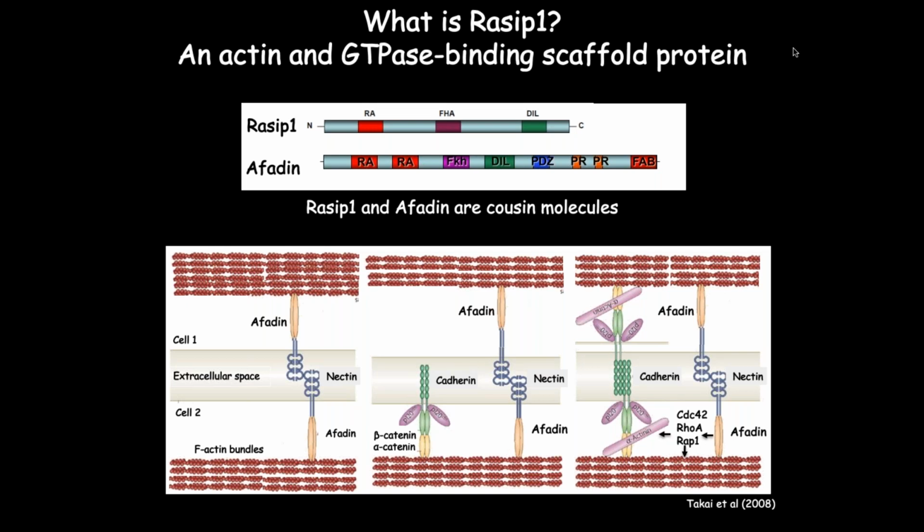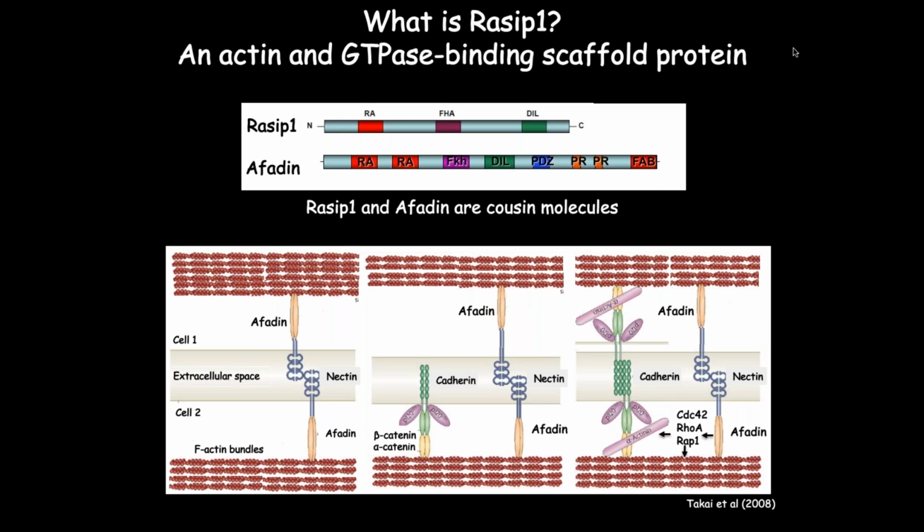And what you can see is that they share some motifs, this RA domain, the forkhead-associated domain, and the dilute domain. Afadin has a few extras, but we could glean a little bit about what RAS-IP1 might be doing by looking at afadin. And afadin in the literature is really known for being a scaffolding protein. On one end, it was bound to nectins, and nectins are cell-cell adhesion molecules. And on the other end, it was bound to the actin cytoskeleton. And what afadin kind of did was to catalyze the maturation of junctions.